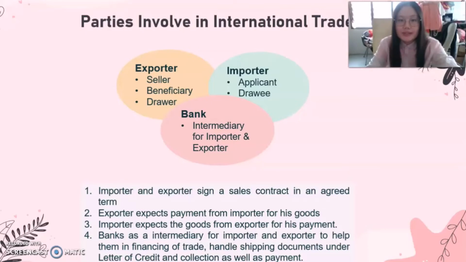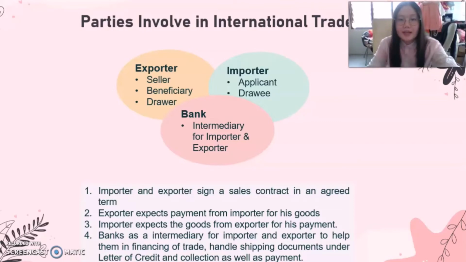A bank is a financial institution licensed to provide trade financing for international trade, such as letters of credit, bank acceptance, and others. In international trade, the importer and exporter sign the sales contract on agreed terms. In fact, the exporter expects to get the payment immediately before exporting the goods, without worrying about the risk of default. The importer expects the goods from the exporter for his payment. Ideally, the importer wants to make sure they obtain the correct quality and specifications of goods before he pays.